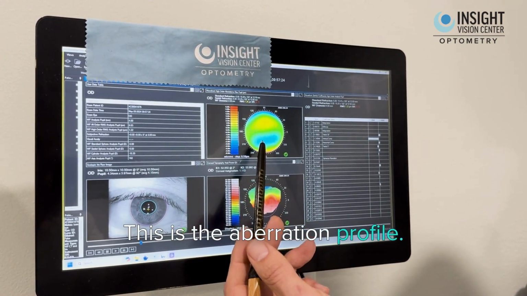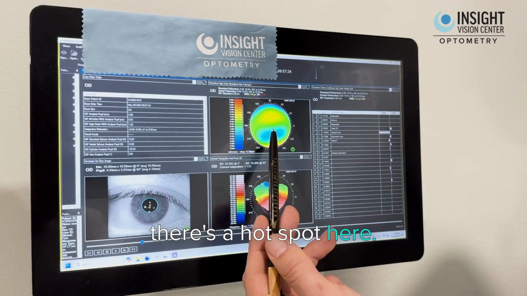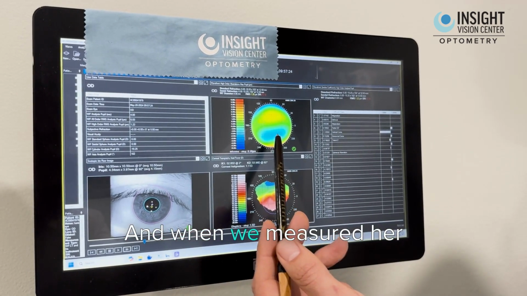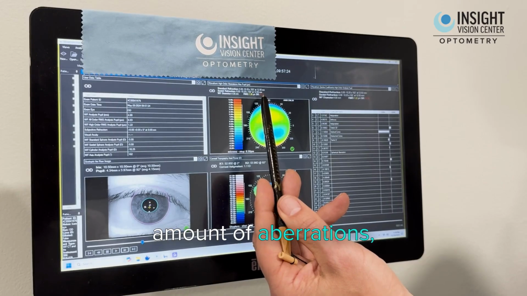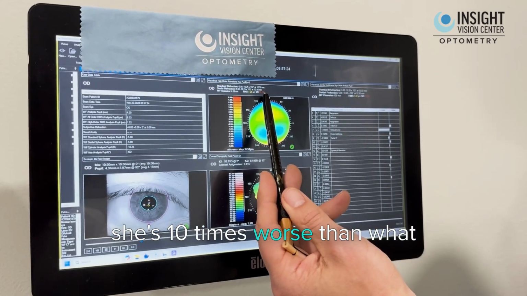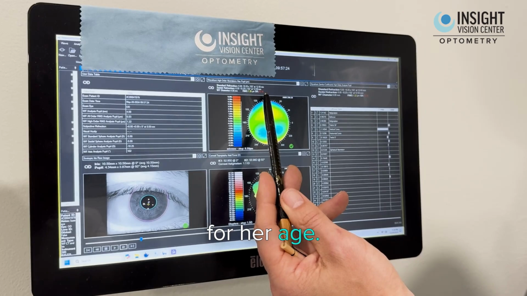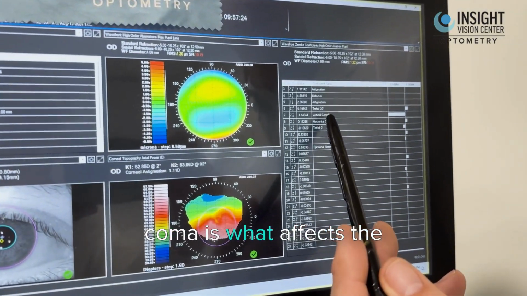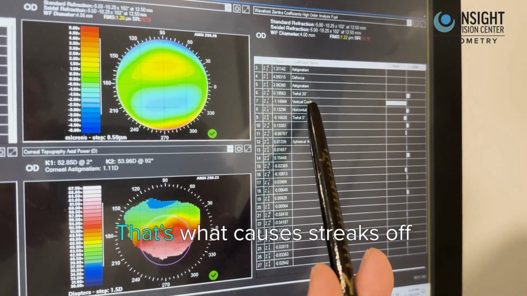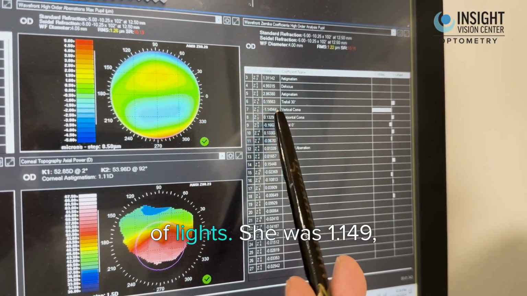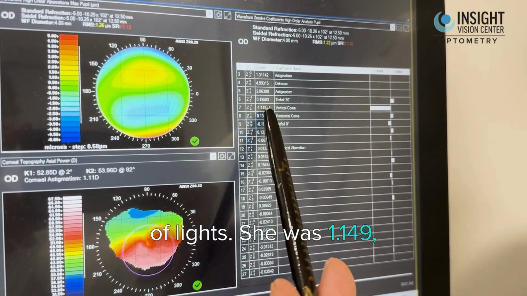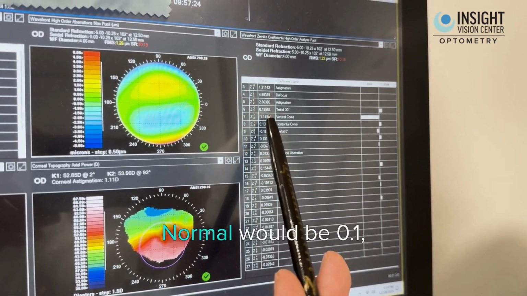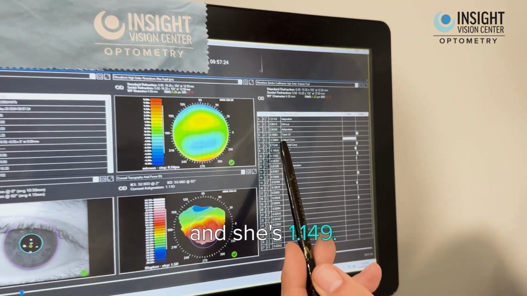This is the aberration profile. So you can see there's a hot spot here, there's a cool spot here. And when we measured her amount of aberrations, she's 10 times worse than what we considered normal for her age. And the amount of coma is what affects the vision the most. That's what causes streaks off of lights. She was 1.149, which is a huge amount. Normal would be 0.1, and she's 1.149.